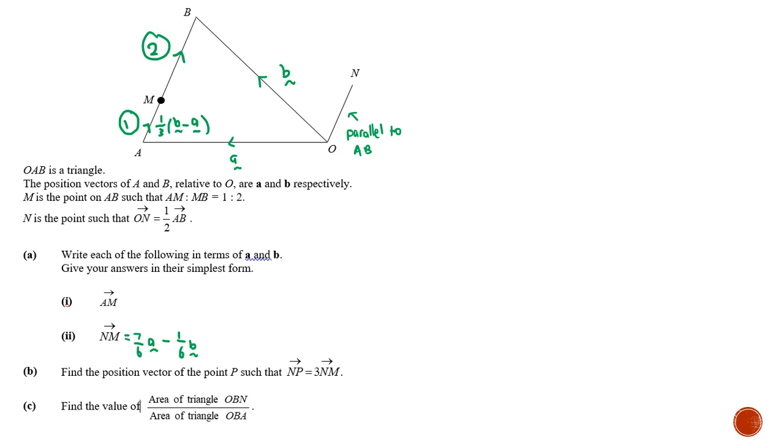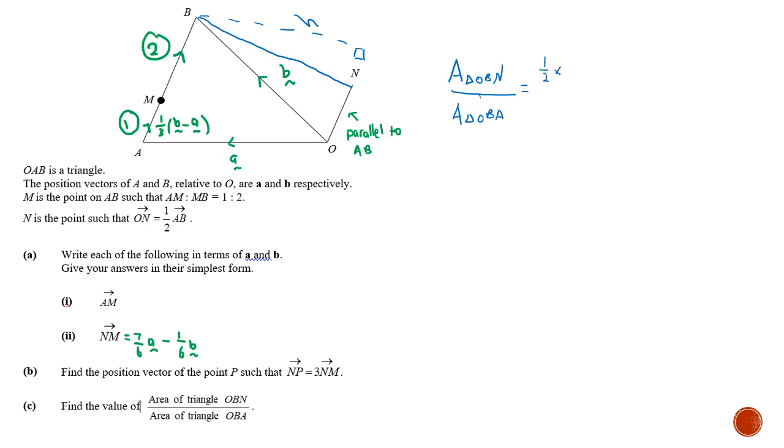Finally, we are asked to find the value of area of triangle OBN, which is this triangle here, over area of triangle OBA. Now these two triangles have a common height h here, and this quadrilateral is a trapezium. So we can simply use the formula for area of triangle, half times base.